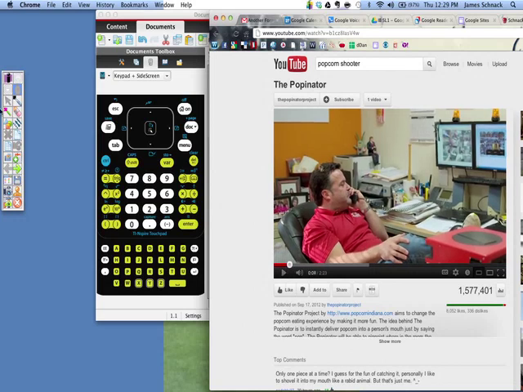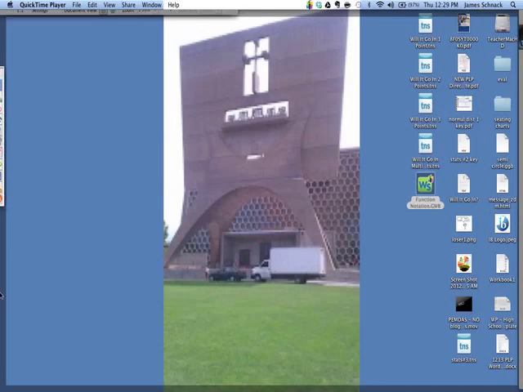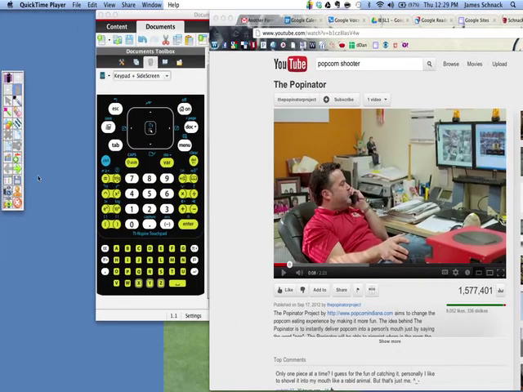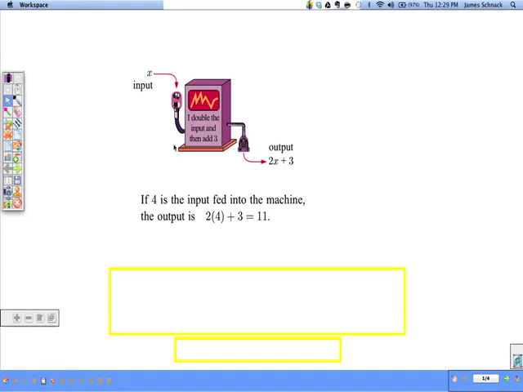Yeah. All right, we are talking about machines today, and although our machines are not quite as exciting as the Popinator, they are pretty important to mathematics. We're going to talk about function machines.